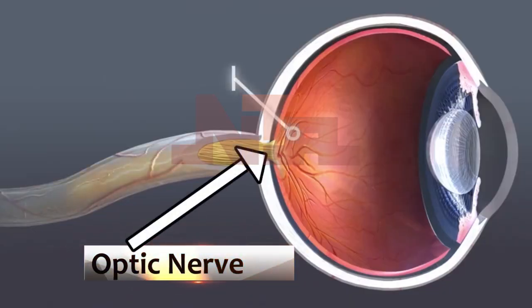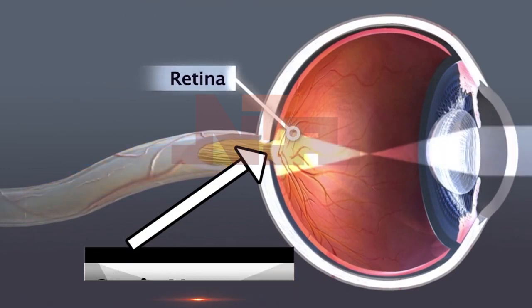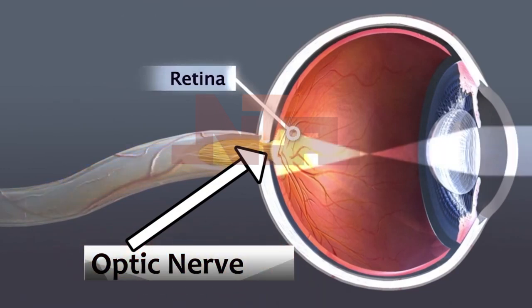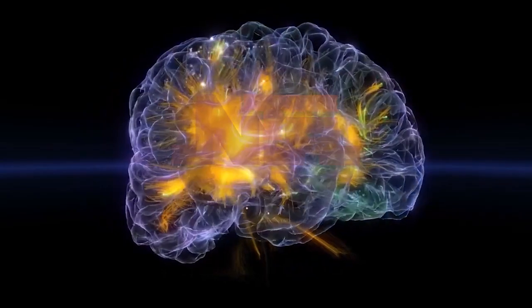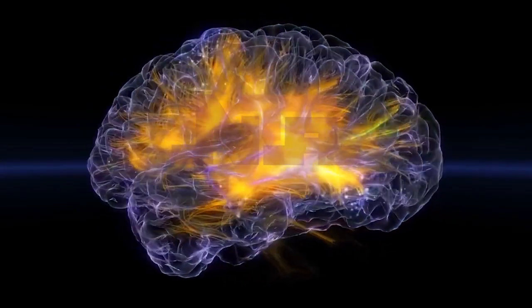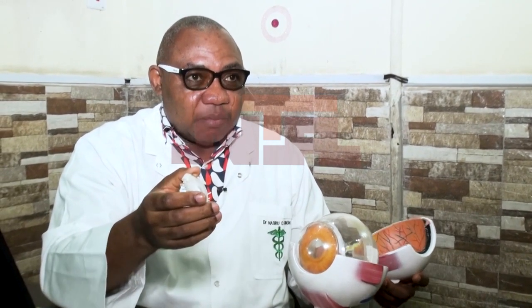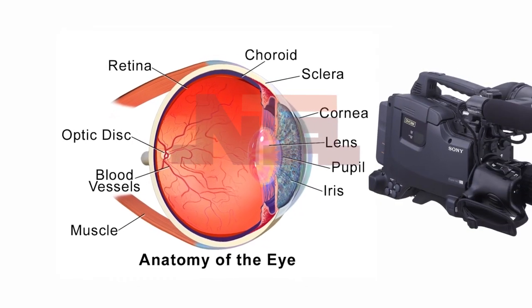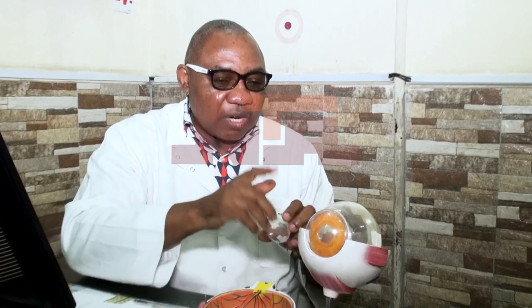Now this thing that comes out of the back of the retina is what we call the optic nerve. This one gets connected to the brain, so that any image coming here is interpreted by the retina and then sent to the brain. It is the brain that tells you what you are seeing. That is just the basic structure of the eye. The eye can be likened to a camera, the retina being the film, and all these are just for focus.